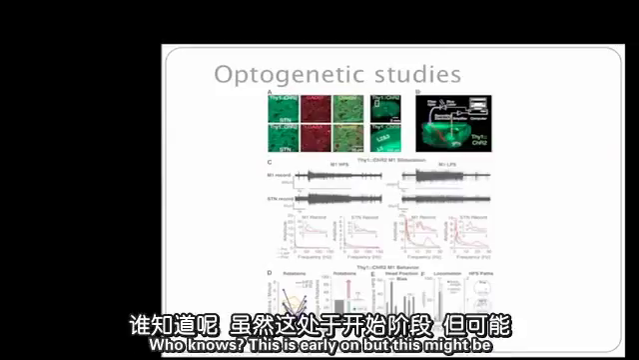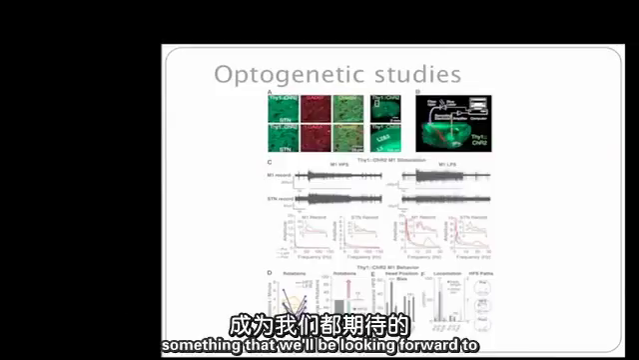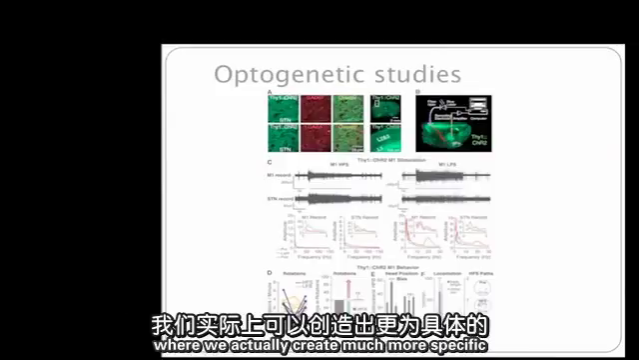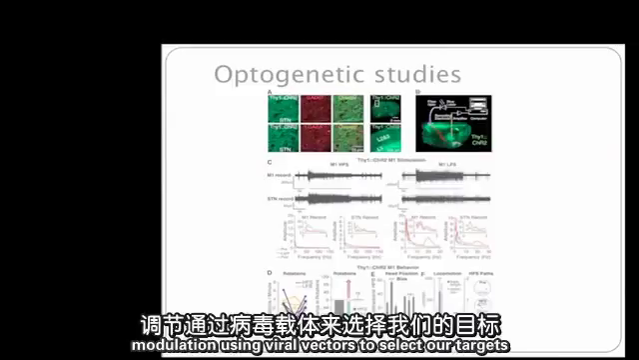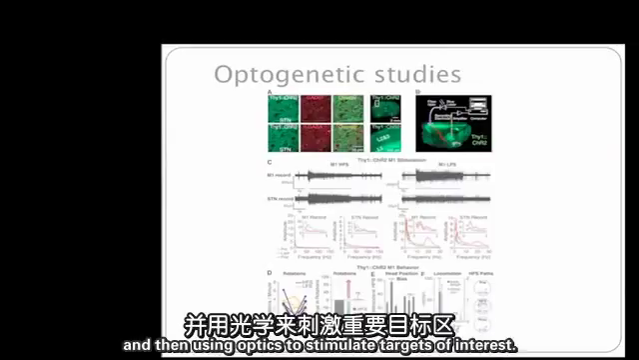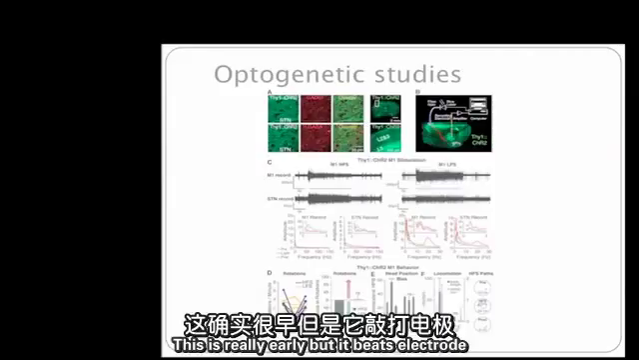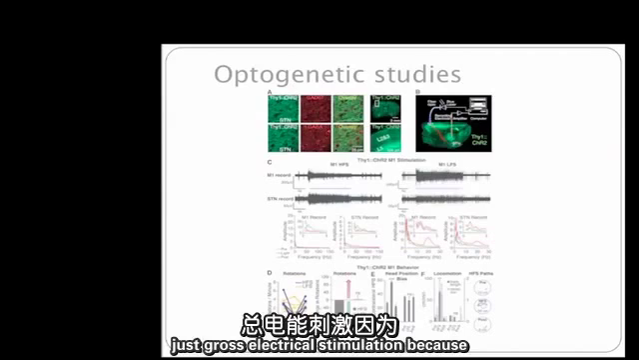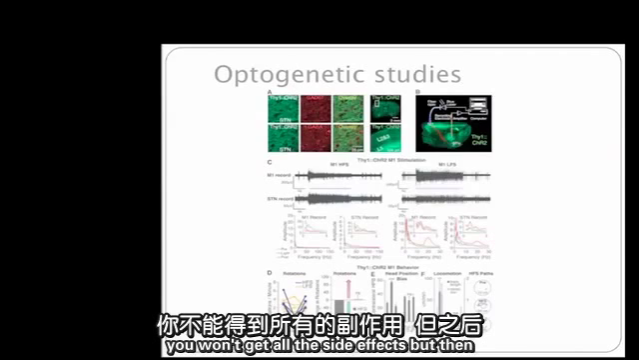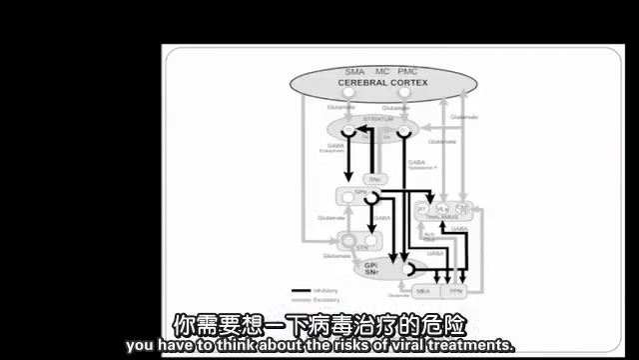So who knows, this is early on, but this might be something we'll be looking forward to, where we create much more specific modulation using viral vectors to select our targets, and then using optogenetics to stimulate targets of interest. This is really early, but it beats gross electrical stimulation, because you won't get all the side effects, but then you have to think about the risks of viral treatments.